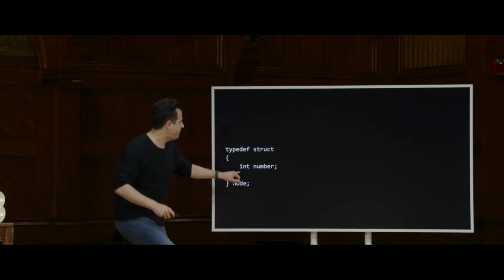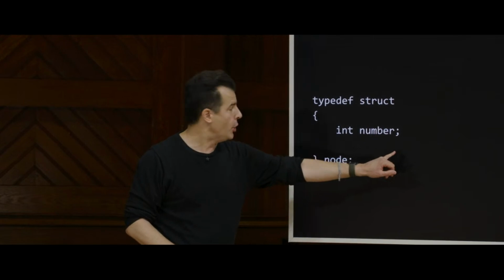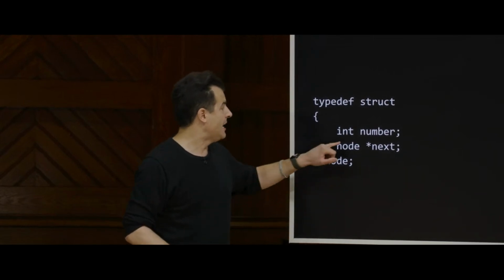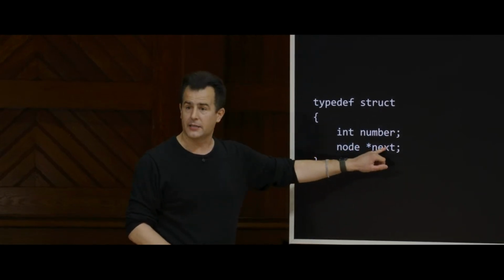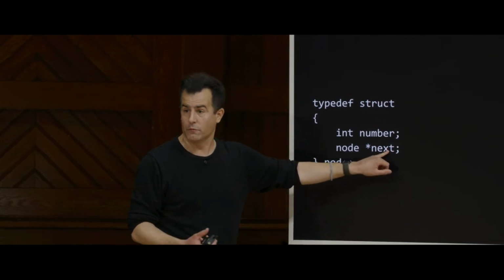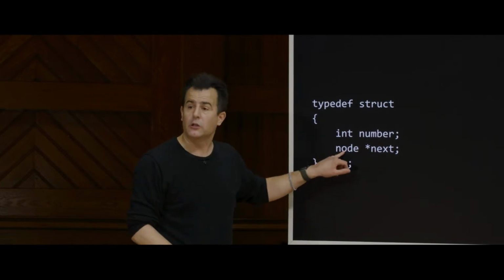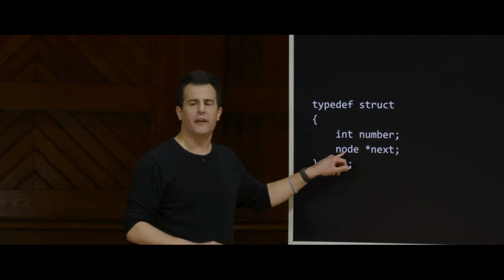But how do I define there to be a pointer in here to another node? Well, you might be inclined to say node star next, because this means next is the name of the property or the attribute, the variable inside the struct. Star means it's a pointer. What is it a pointer to? Clearly a node. But here's where C can kind of bite you.